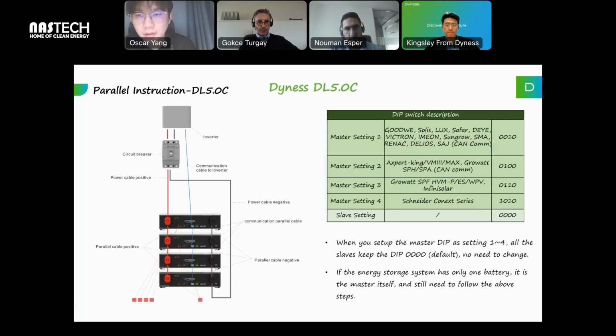So if you don't have any certain confirmation whether you can connect the inverter with the battery, you can turn to our partner Nasdaq, and we will have a discussion.